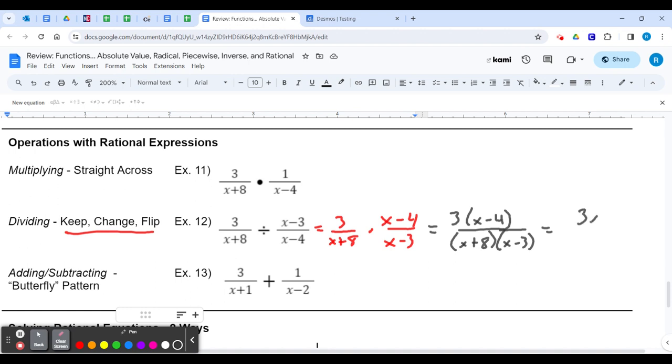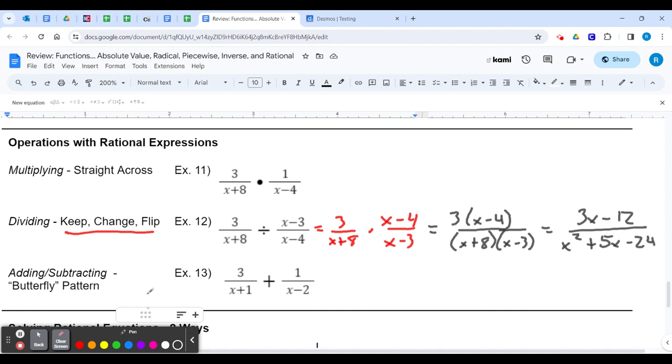We get 3x minus 12 up top. And on bottom, this is the same. Well, actually, it's a little bit different than before. We should get x squared plus 8x minus 3x is 5x minus 24 on bottom.